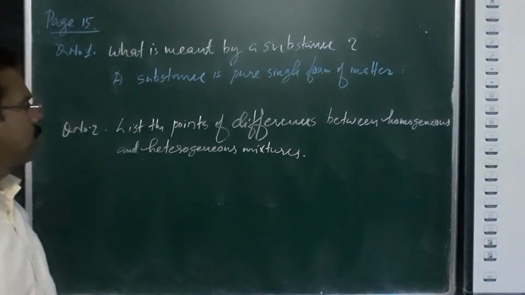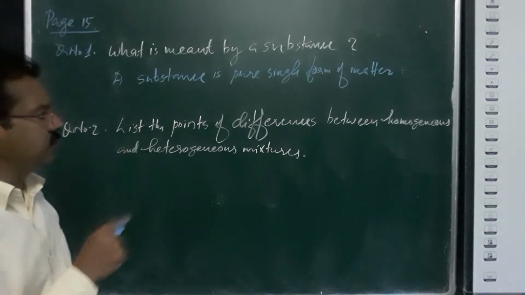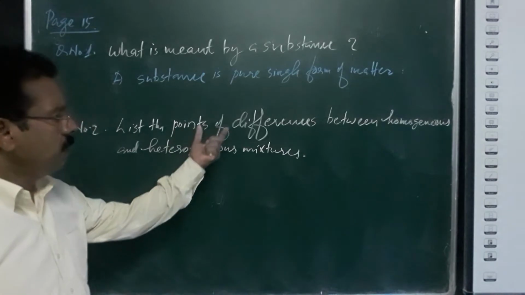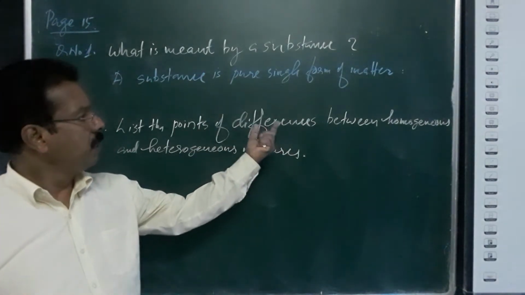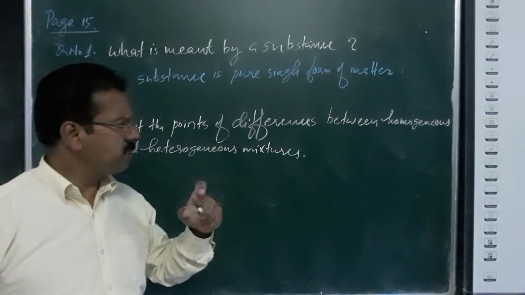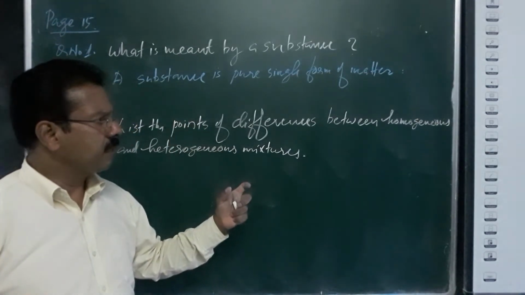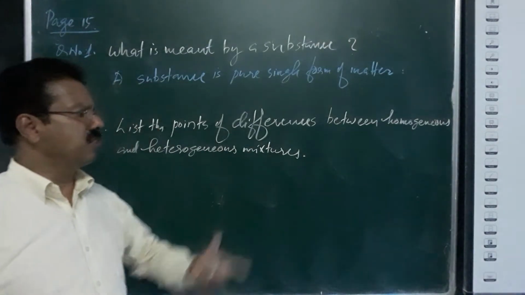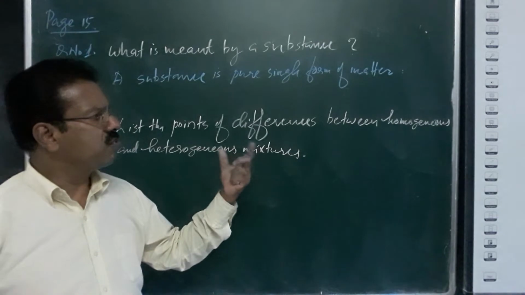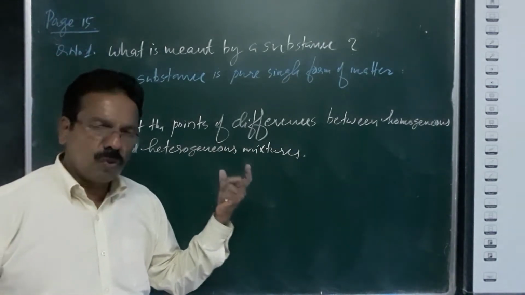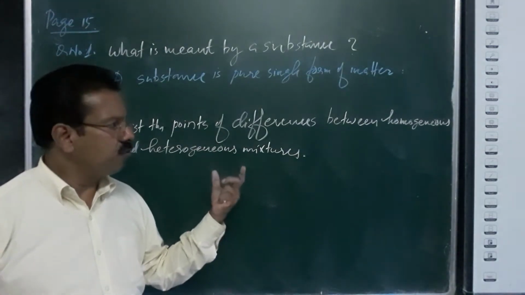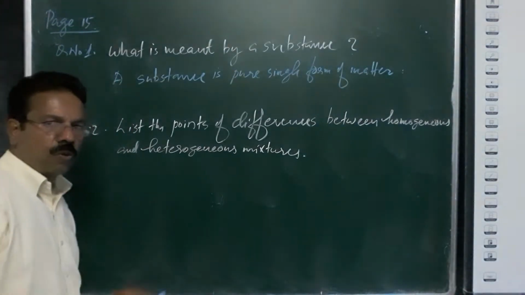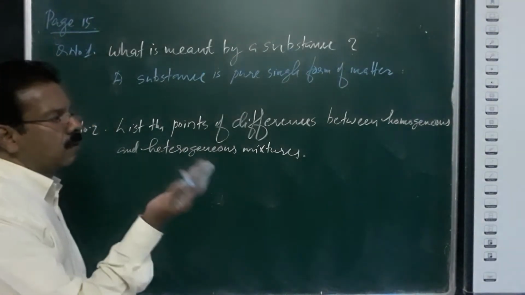Question number 2. List the points of differences between homogeneous and heterogeneous. We discussed thoroughly what is homogeneous. Homogeneous and heterogeneous, two words used for mixtures. In a mixture, if the boundary of separation of the different components is not visible, it is known as homogeneous, otherwise it is heterogeneous. For example, sugar solution, salt solution, we cannot see sugar or water separately.